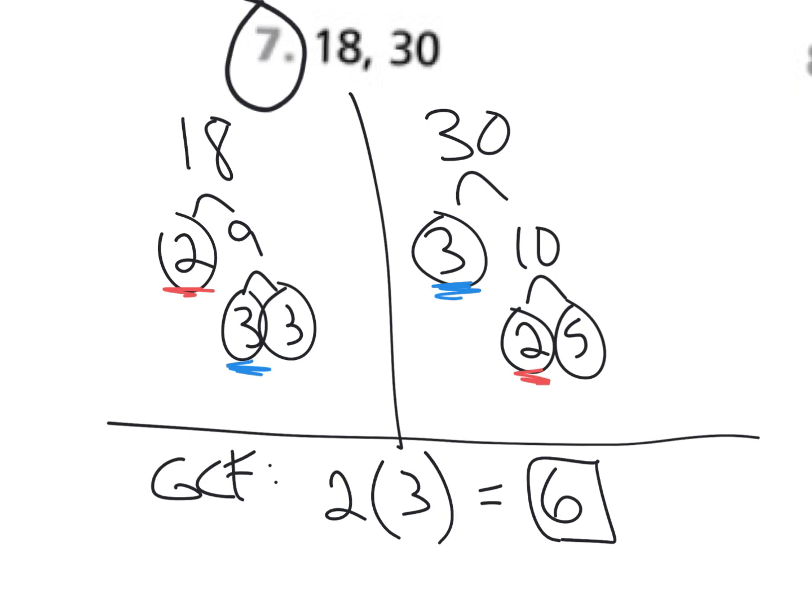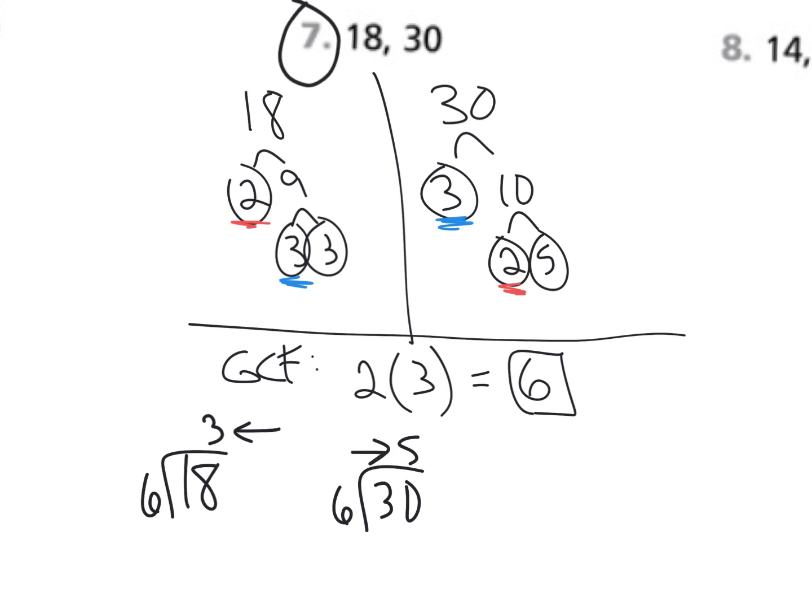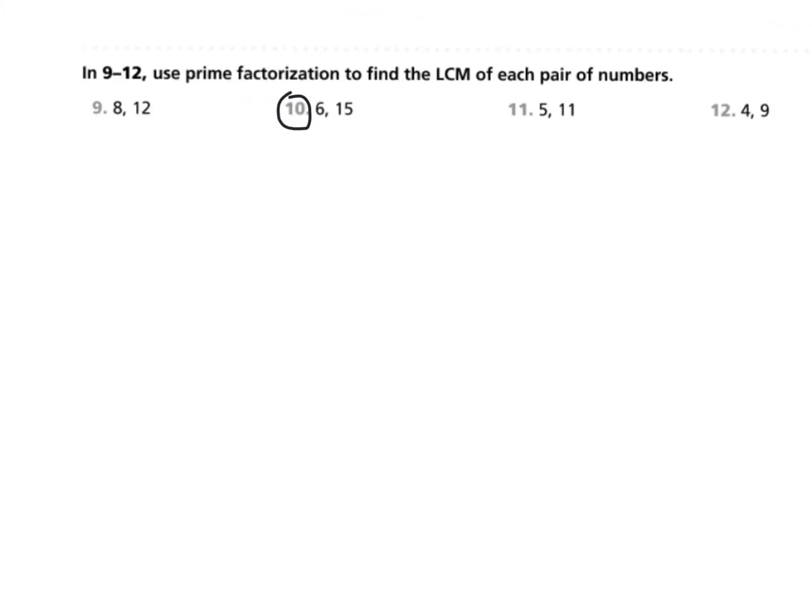And like I said earlier, if you wanted to check that, you could divide both of them by 6 and then see what you get left over and make sure you don't have anything still in common. So 3 and 5, those are both prime numbers, no common factors other than 1, so we should be in good shape. The next section, they want us to use prime factorization to find the least common multiple.